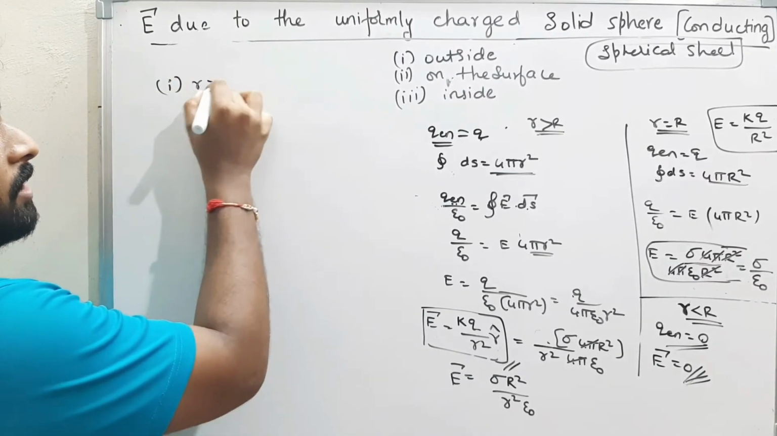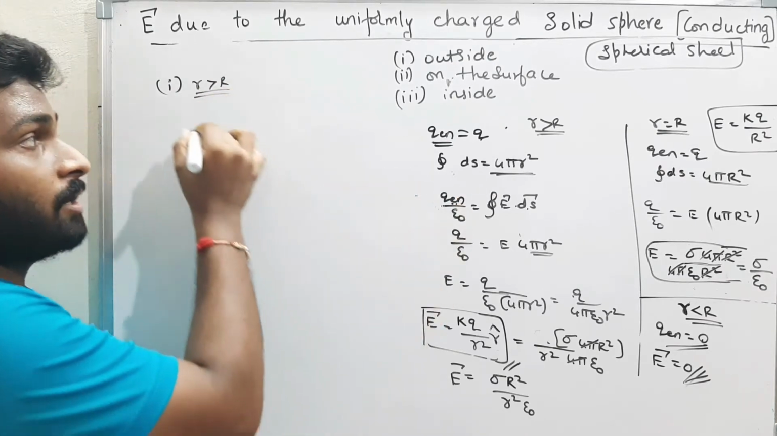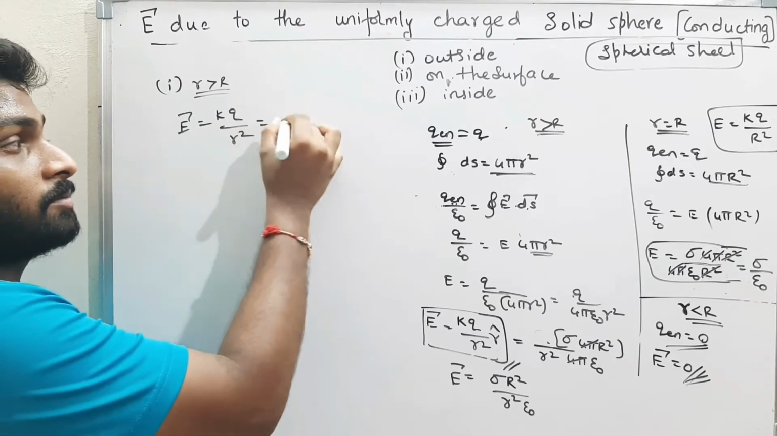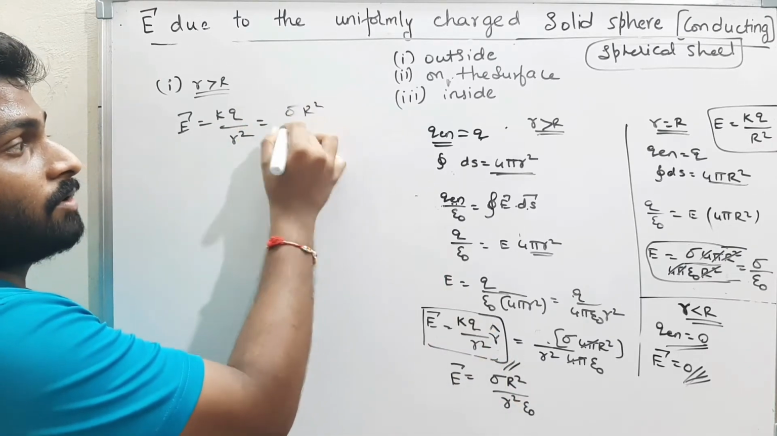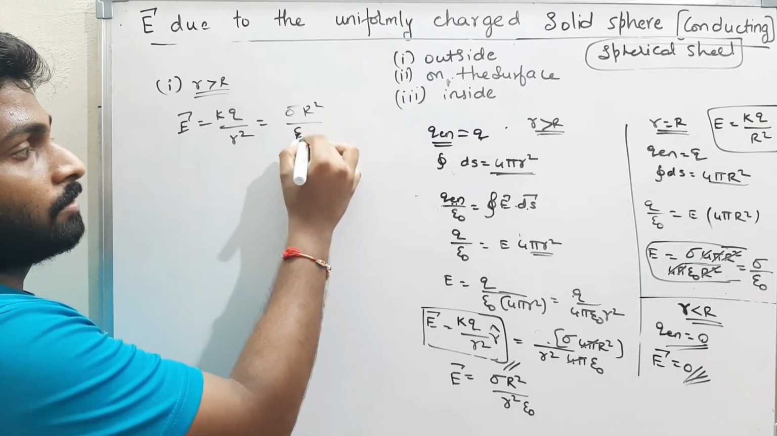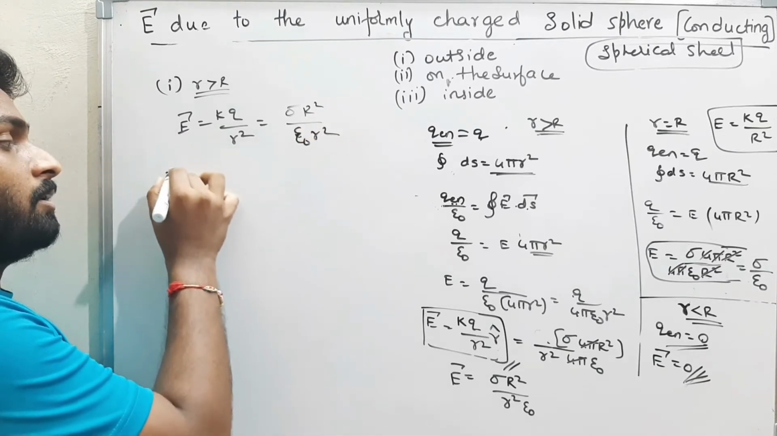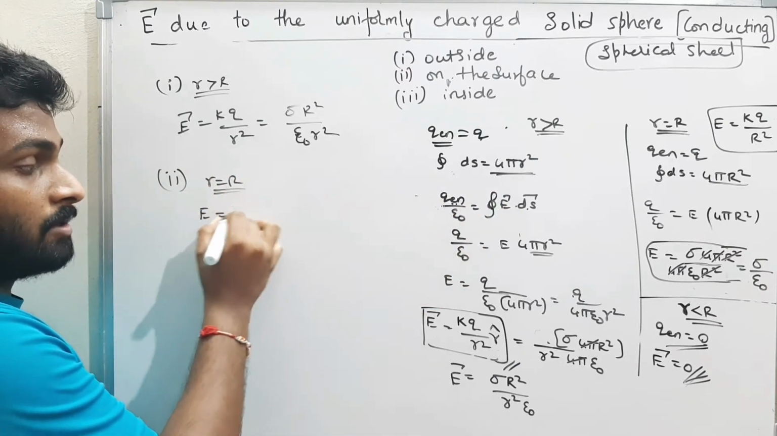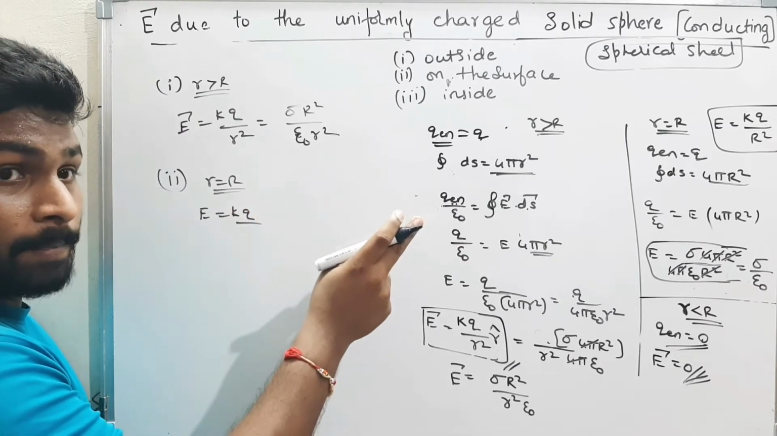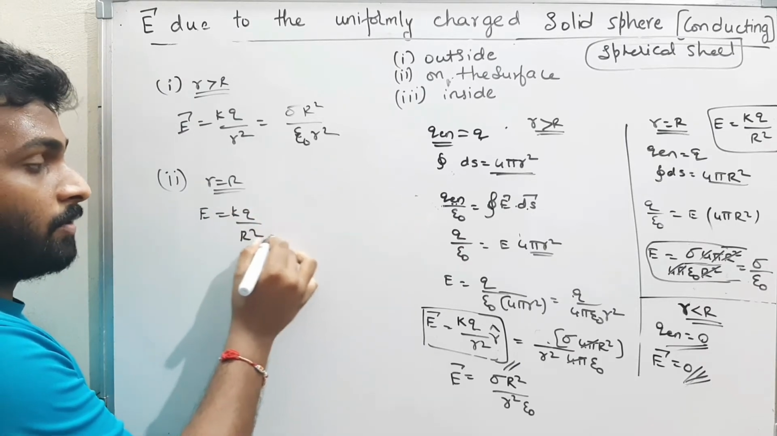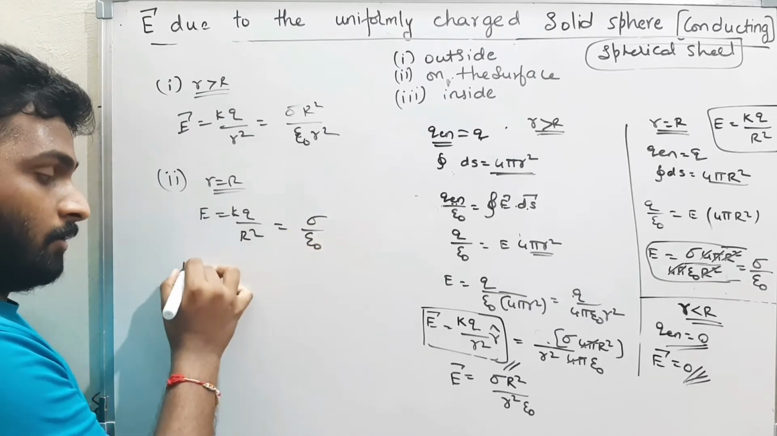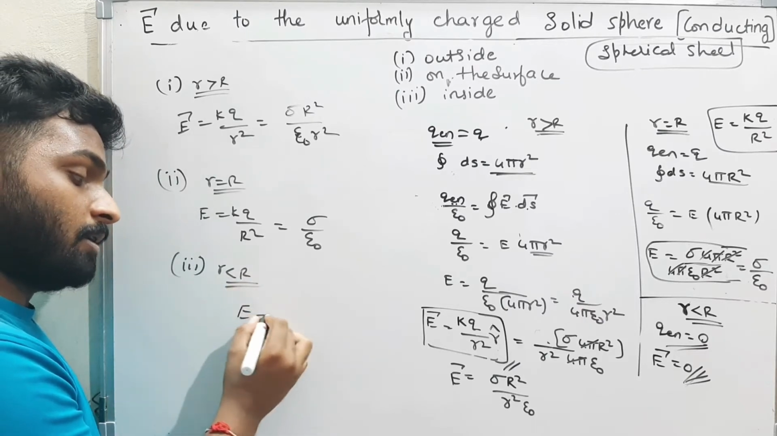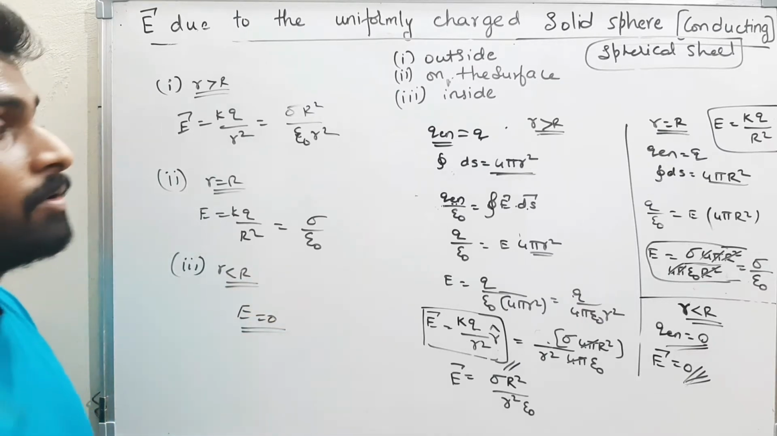When small r is greater than capital R, that means when the point is outside, what is the electric field? The electric field is kQ by small r square, which is sigma R square by epsilon naught small r square. When the point is on the surface, that means small r is equal to capital R, then the electric field is kQ by capital R square, which is nothing but sigma by epsilon naught. If r is less than capital R, that means the point is inside, then the electric field is 0.